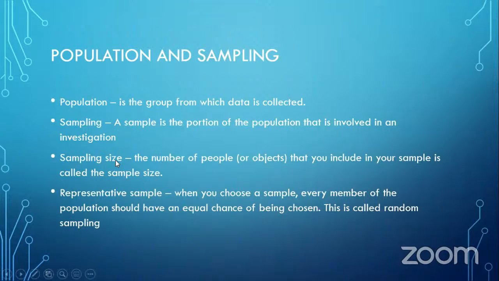So sampling size is what I just talked about. The 3 bedrooms, you're just putting them in sample groups. And then a representative sample: when you choose a sample, every member of the population should have an equal chance of being chosen. This is called random sampling. When you collect your data, you make sure that you're not biased, meaning you are not choosing this over that. Maybe in your area, you choose only 3 bedroom houses. You understand? That is representative sampling.